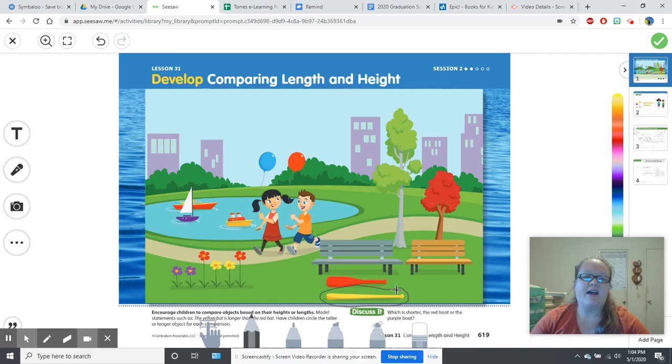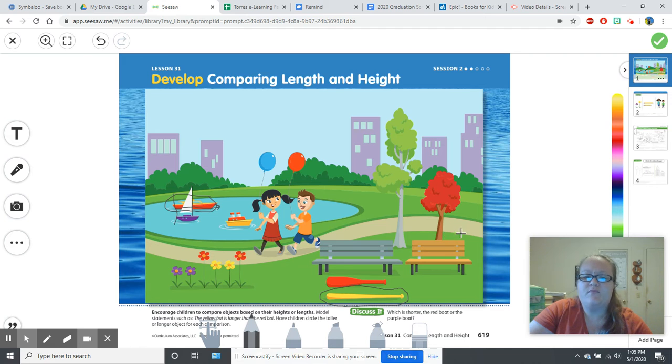All right, now let's talk about some boats that we see in the water. We're going to look at these two boats here, the purple boat and the red boat, okay? So looking at those two boats, which one is longer? Excellent, the red boat is longer. Even though it is behind the purple boat's sail, you can see that they start at the same spot, and the red boat goes even farther than the purple boat. So the red boat is longer.